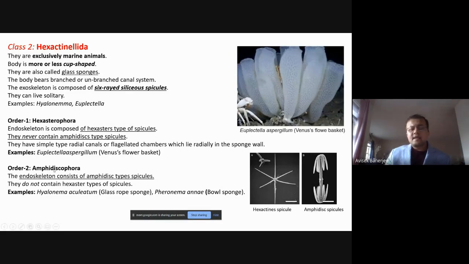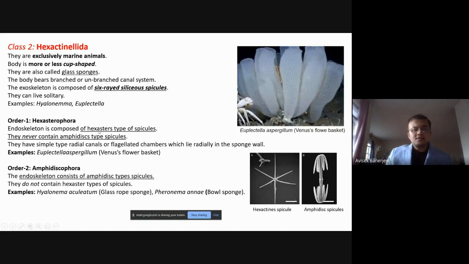If you see the name Amphidiscophora, that means how their spicules look. Based on that, this order has been named. So if you see the picture here, Amphidiscophora means the amphidisc. They have these 2 6-rayed spicules attached to the end of a long stick. So these are amphidisc spicules. Amphi means on both sides.